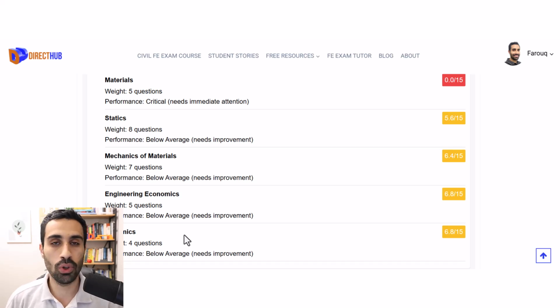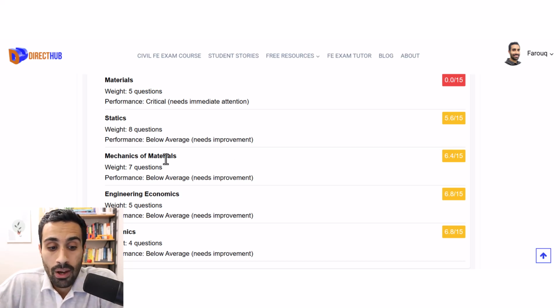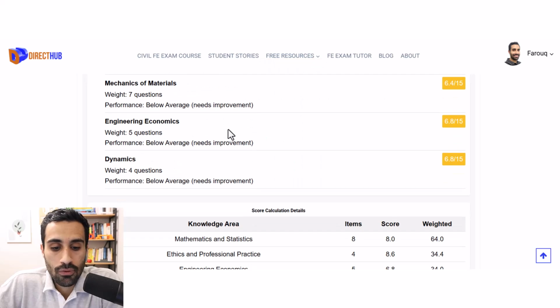You want to still review that and get easy points that are maybe just in the handbook: use equations, plug and chug, things like that. So that's going to be the priority areas for improvement.